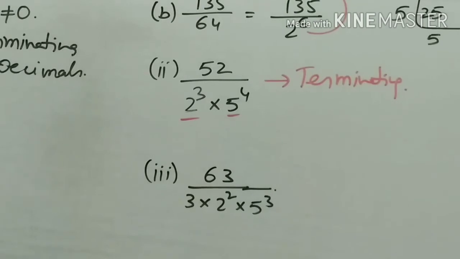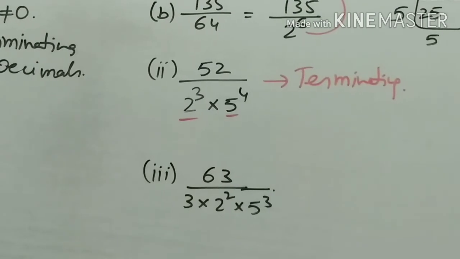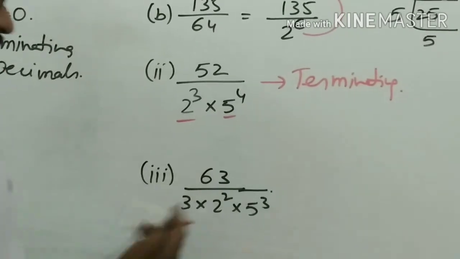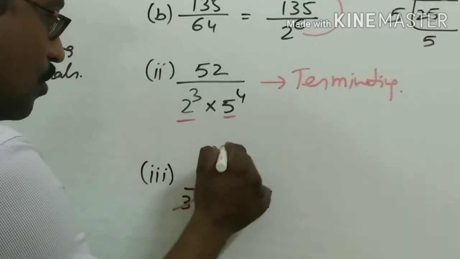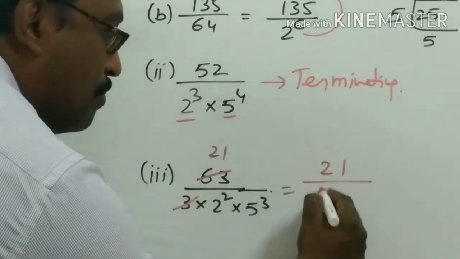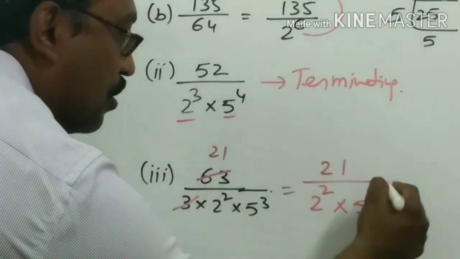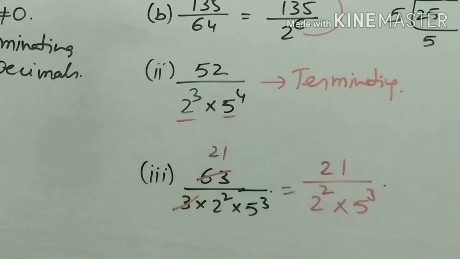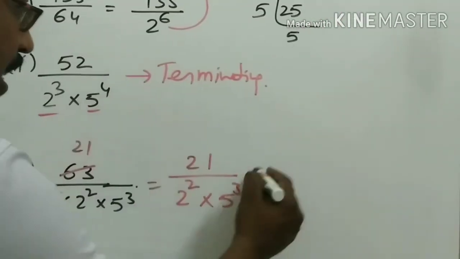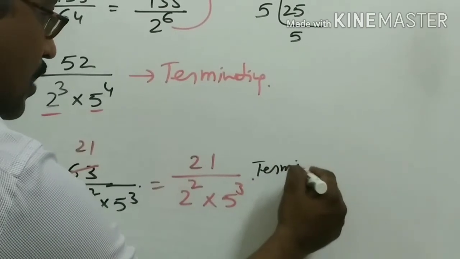But you have to keep one thing in mind. Is there any simplification? Now 3 in 63, 21 times, cancels. Now the fraction is 21 by 2 square into 5 cube. Now in the denominator you see only 2 and 5. Yes, it is also terminating.